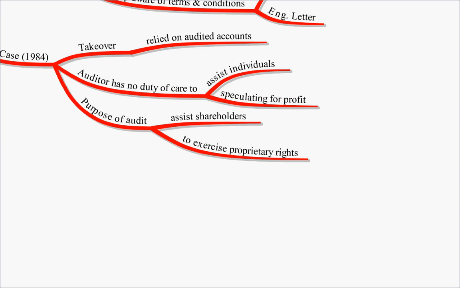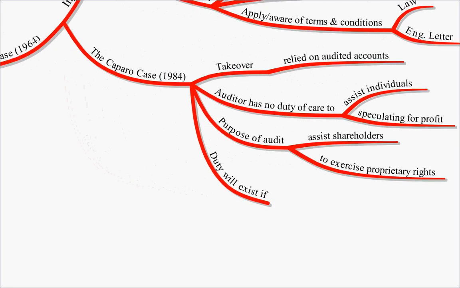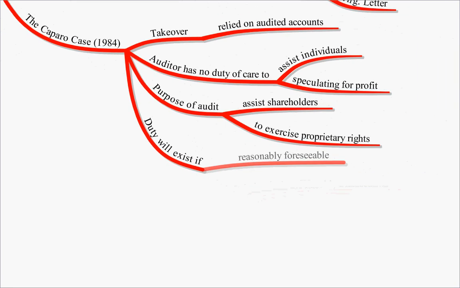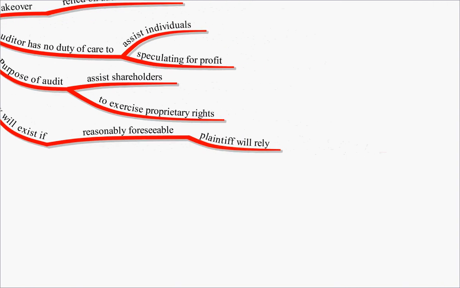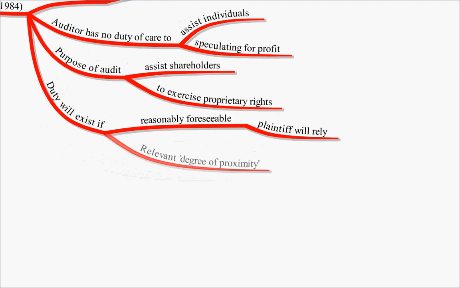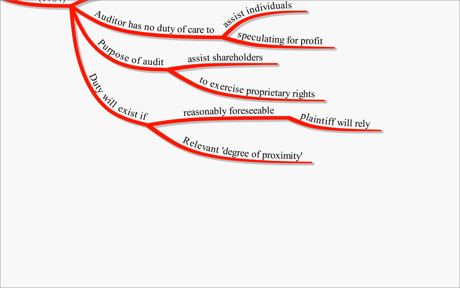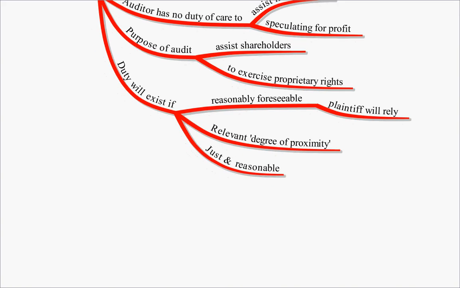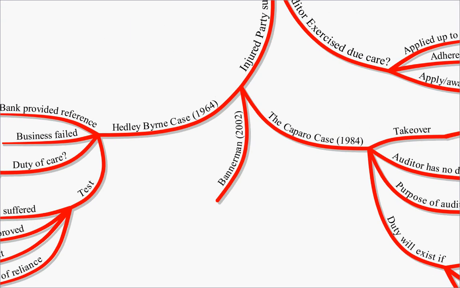proprietary rights. In this case it was held that a duty of care will exist if it is reasonably foreseeable that the plaintiff will rely on the report, if there was a relevant degree of proximity, i.e. that the plaintiff was close enough to have a degree of proximity, and if it was just and reasonable to do so. Okay, that was Caparo. Then on to Bannerman.